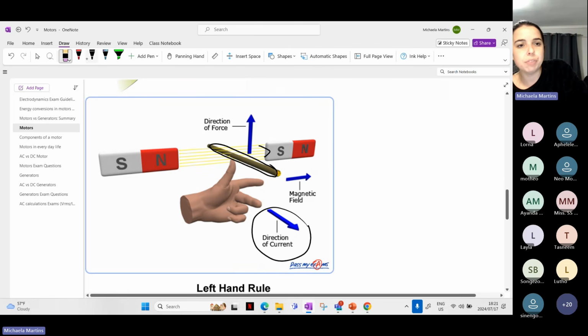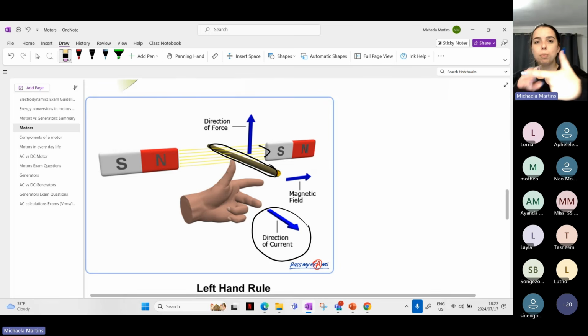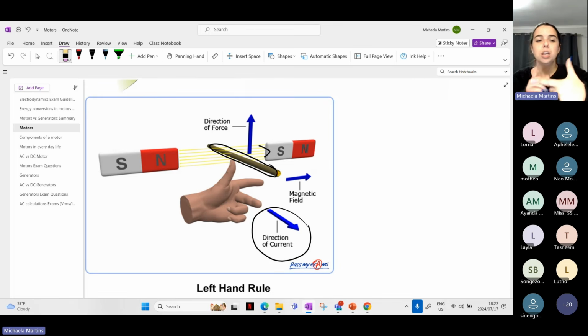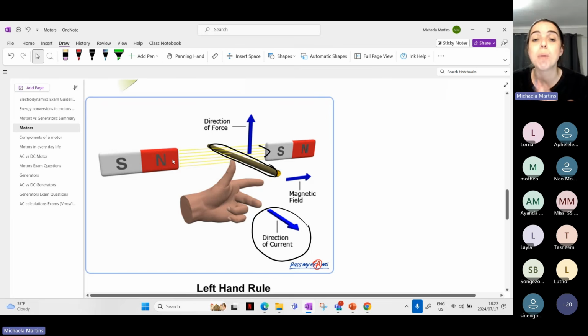That's why the middle finger of this person, the current finger, is pointing sort of like out of the screen, if that makes sense. If you had to do it right now, your middle finger should be pointing towards you. Your thumb is pointing up. What that means is that that wire will move up. And it's this principle that motors are based on.